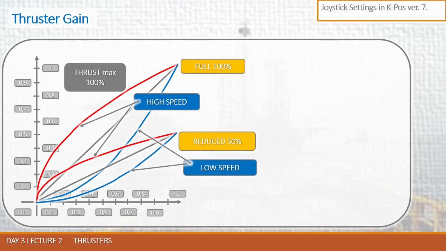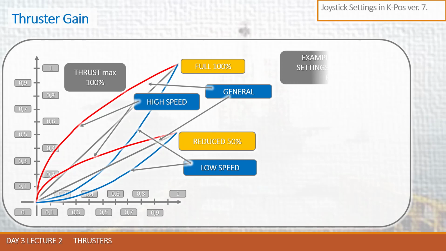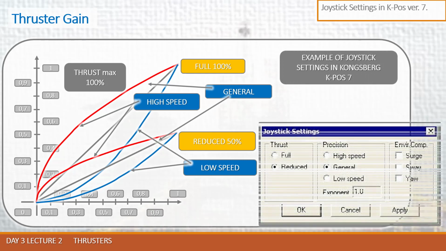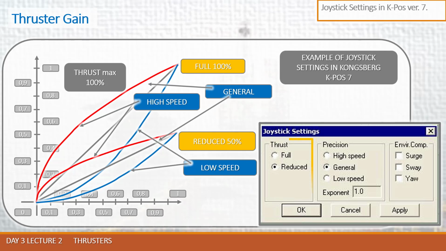Joystick has the tilt. Tilt is a declination from vertical axis to the end of working sector. If the joystick thrust is reduced, then at the end of the tilt of the joystick, you will have 50% of available power for DP purposes. But if you select the joystick thrust full, then the joystick response will be greater, and at the end of the tilt sector you will have the maximum level of force which may be produced by DP system.